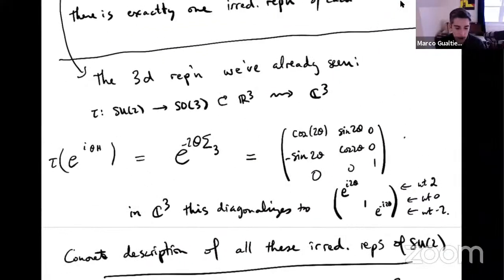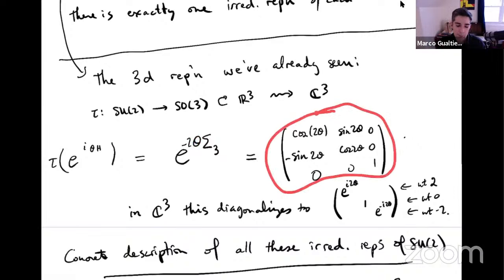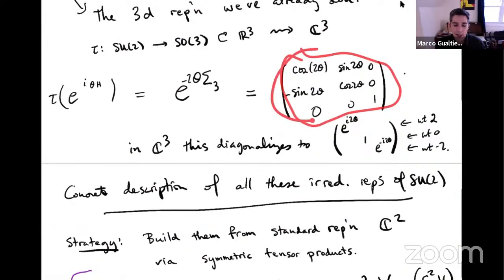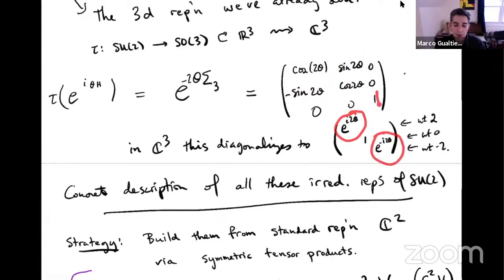So that's what I did here. We already saw that there's a representation of SU2 into SO3, which takes e to the I theta h to e to the minus 2 theta sigma 3, which is basically rotation at twice speed about the z-axis. And that's normally how we would write it. But if you diagonalize this over the complex numbers, what you'll get is that this cosine matrix basically has eigenvalues e to the I2 theta and e to the minus I2 theta. And then this is a 1.